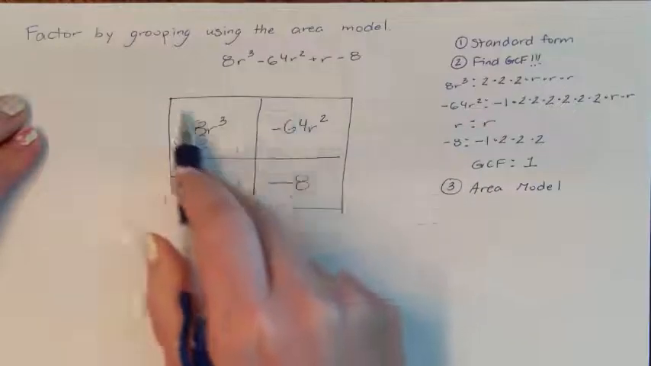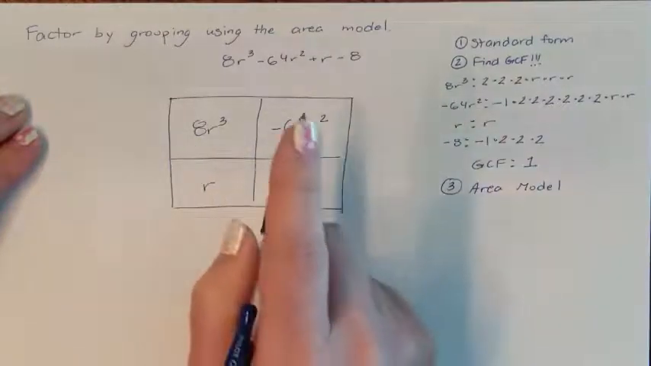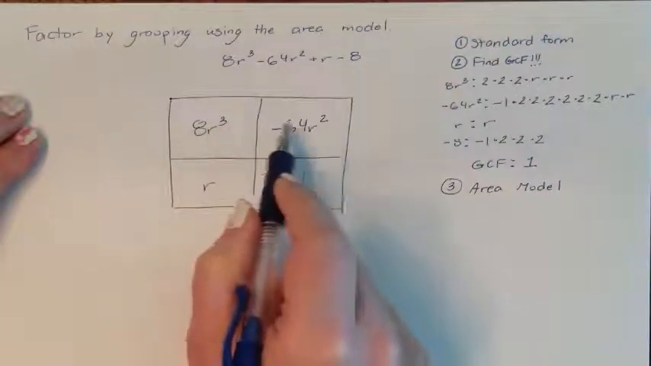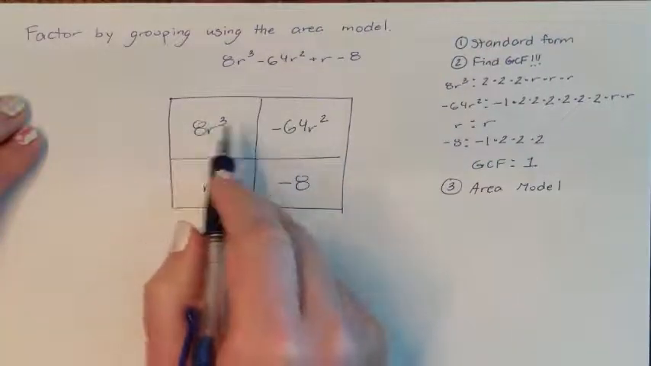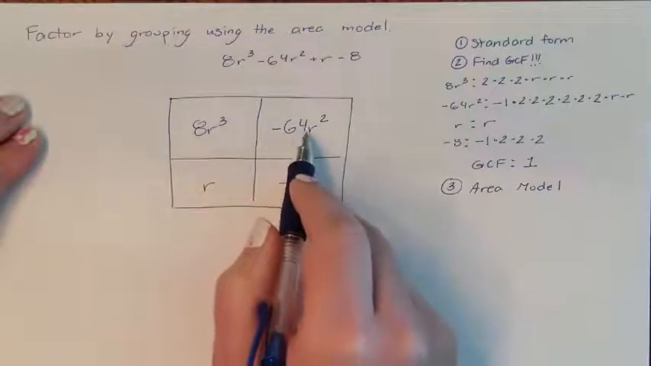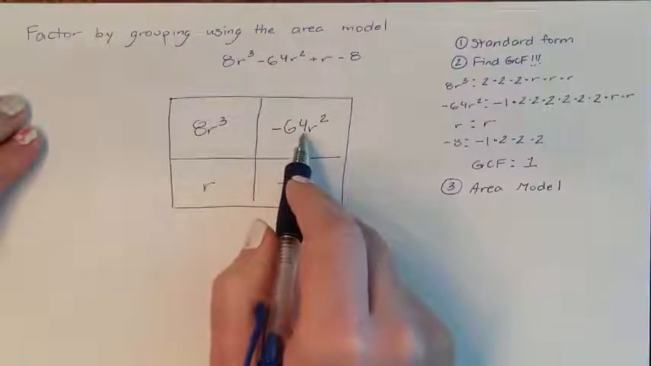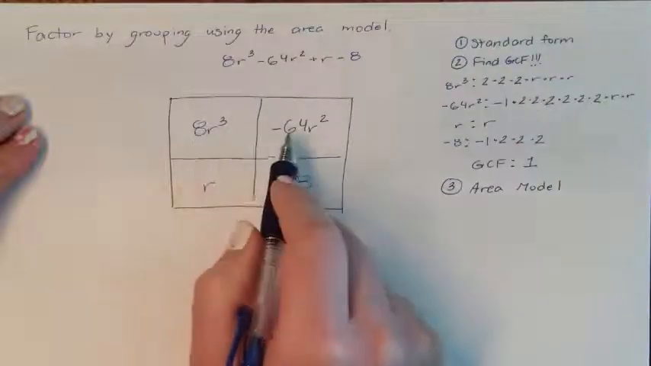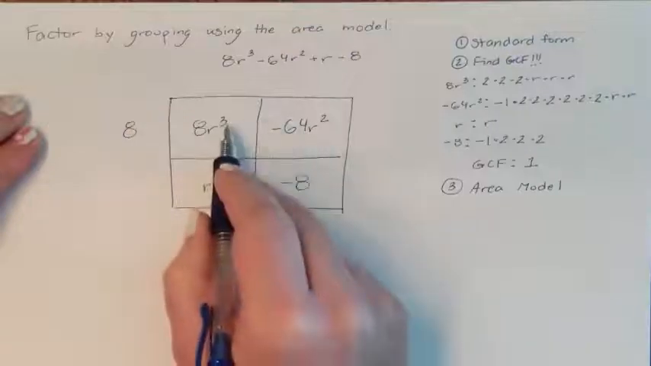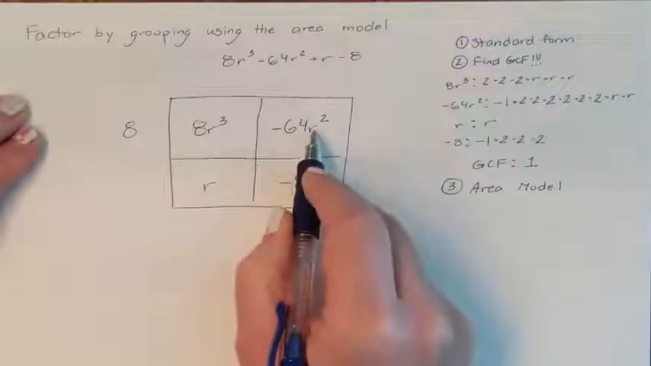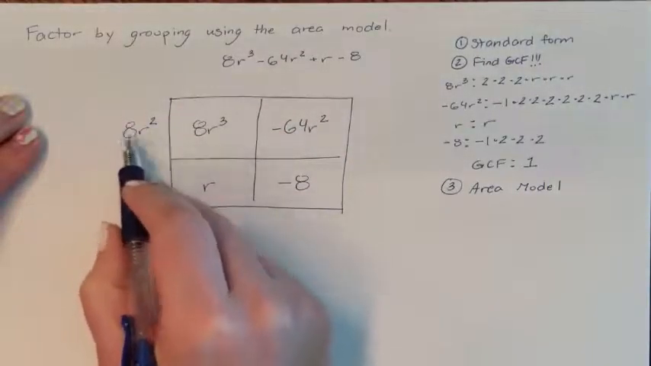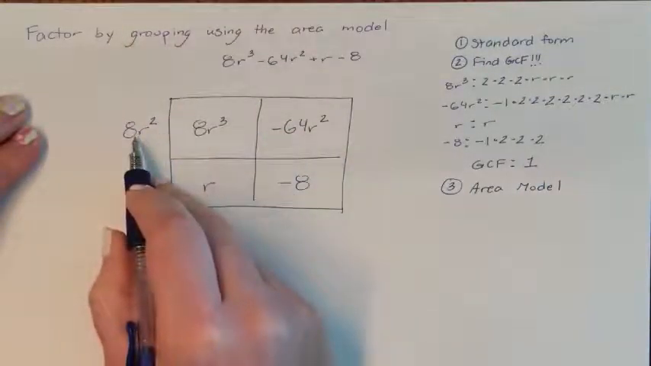So now that I have my area model figured out, we only need to find one more GCF. So looking across this row right here, the number 8 and the number negative 64. What do 8 and negative 64 have in common as their greatest common factor? I know the biggest number that can divide both of these is an 8. Now looking at their variables, there are 3 r's here and 2 r's here. So I know that the largest amount of r's they share is 2. So this right here is 8r squared. This is the only one you need to figure out.